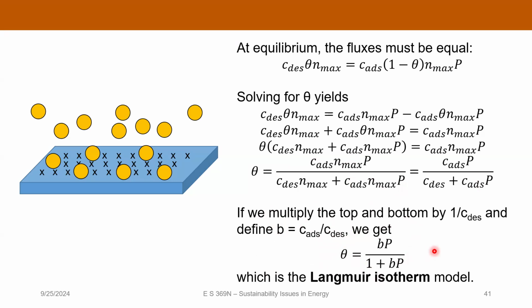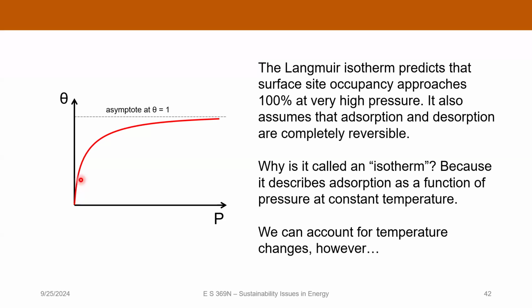So as we vary pressure with a constant temperature, we can calculate what the fraction of occupied surface sites is going to be. And this particular model is called the Langmuir isotherm. And the Langmuir isotherm, again, is derived using the steps we just went through, where you assume that the molecules on the surface form a monolayer. There's no stacking of molecules on top of each other, and they don't interact with each other. And so it looks something like this.